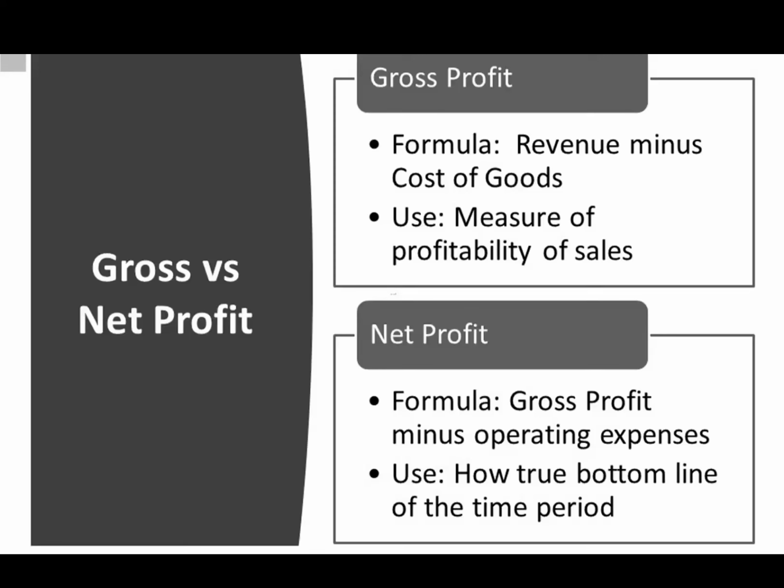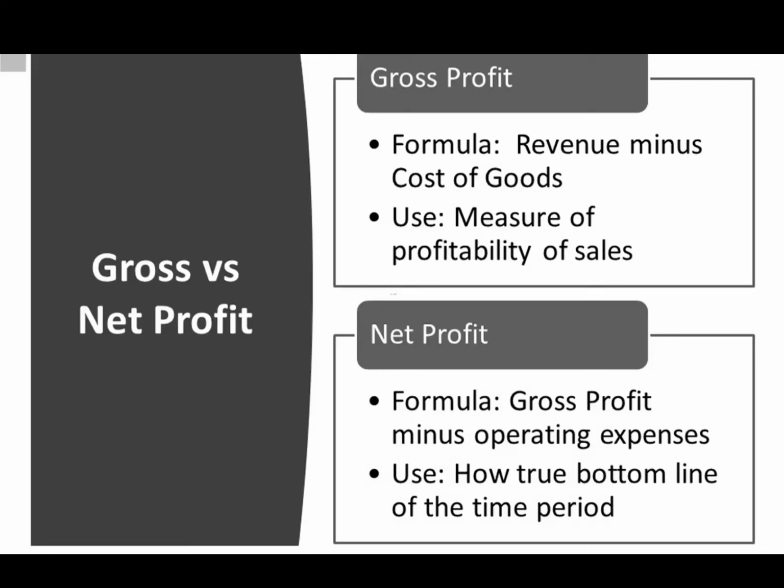Now, the net profit takes the gross profit that we talked about before, and it takes out all those operating expenses. And the bottom line that we have there tells us how much money did we actually make during that time period, factoring in all of our overhead, all of our expenses.